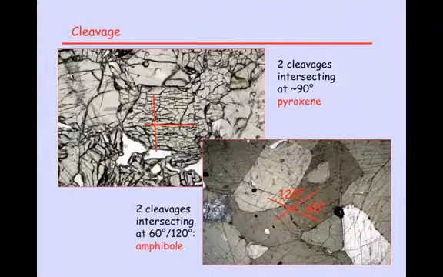I'm hoping that you saw those cleavages right there. There are 2 cleavages, and in the case of amphiboles, all amphiboles, those 2 cleavages intersect at either 60 or 120 degrees.